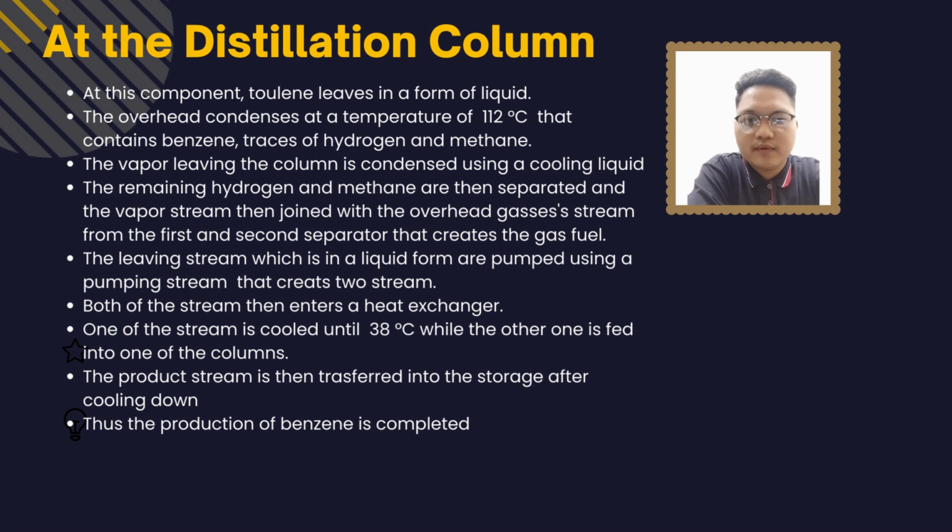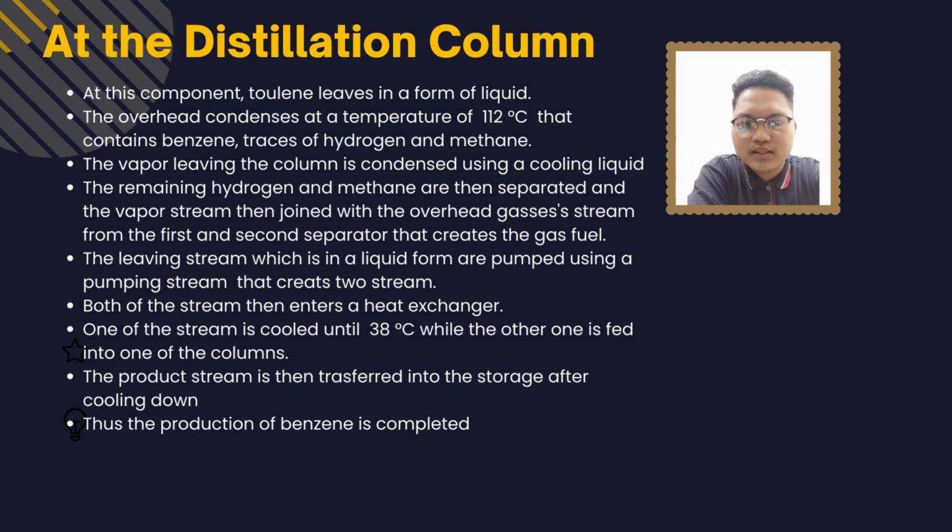The vapor leaving the column is condensed using a cooling liquid. The remaining hydrogen and methane are then separated, and the vapor stream is then joined with the overhead gases stream from the first and second separator that creates the gas fuel.